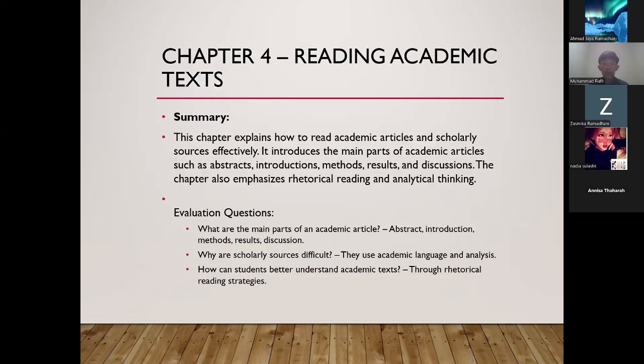In chapter 4, Reading Academic Texts. This chapter explains how to read academic articles and scholarly sources effectively. It introduces the main parts of academic articles such as abstract, introduction, method, result, and discussion. The chapter also emphasizes rhetorical reading and analytical thinking.